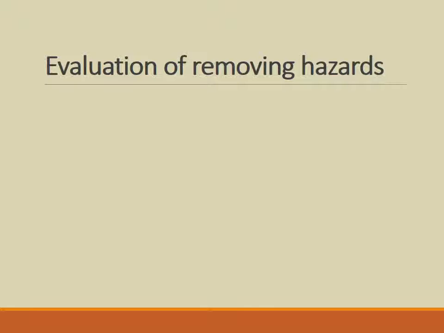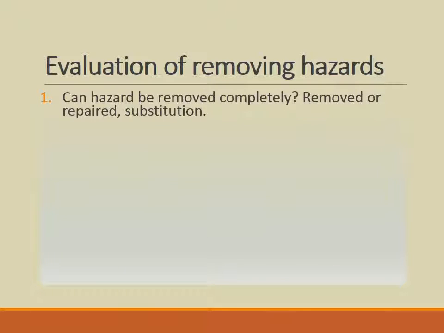Evaluation of removing the hazards, and that is the ultimate goal on this. If you want to remove the hazard, by removing the hazard, you remove the risk of someone becoming injured. First question you ask is, can the hazard be removed completely? If so, you remove the risk. If it cannot be removed, can it be repaired or some sort of substitution take place in order to reduce the risk? A good example of that could be a chemical hazard. Perhaps a chemical that's being used is highly dangerous. Could it actually be substituted with a less dangerous chemical?